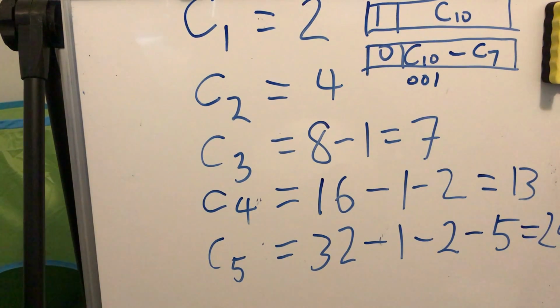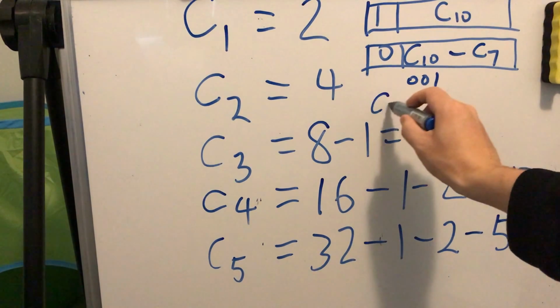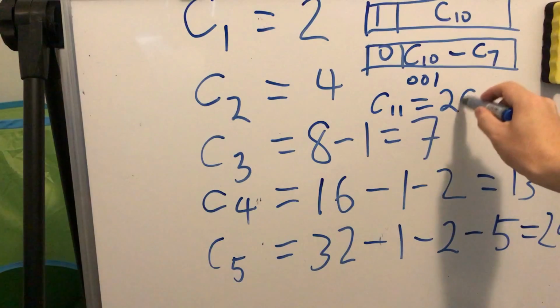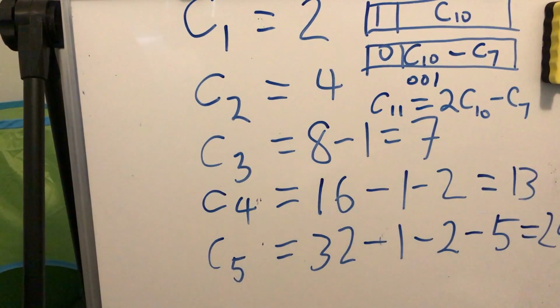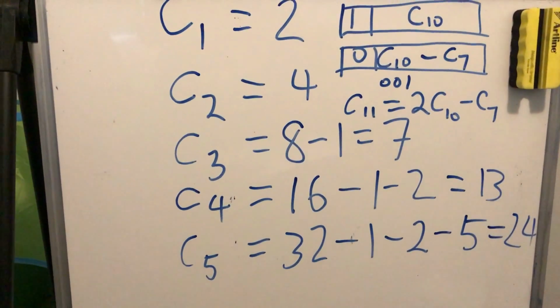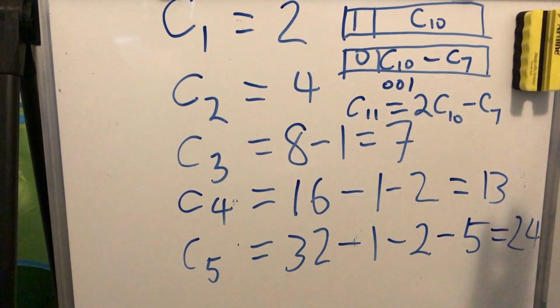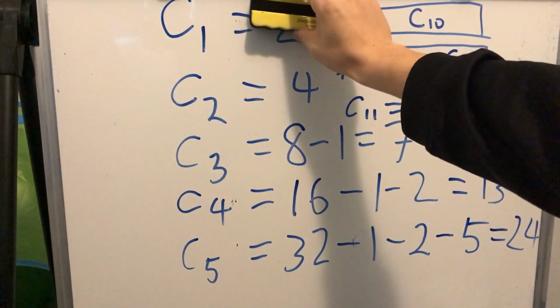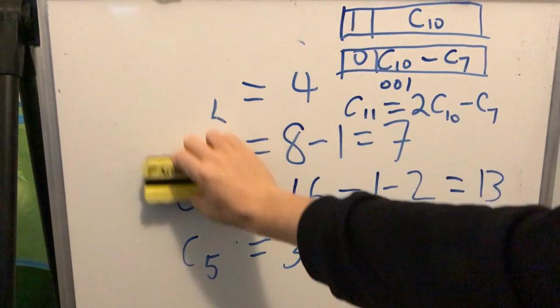Okay, so that's actually a really nice recurrence because you have C11 equals 2 times C10 minus C7. And if you continue this, you should get it.